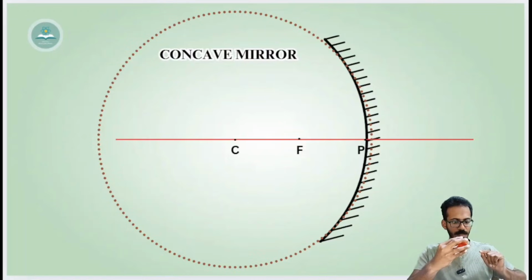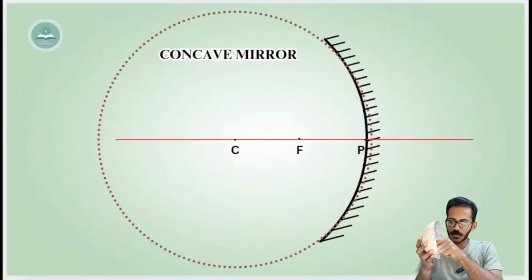The distance between this point and the pole of the mirror is called the focal length. This particular point is called the focus or principal focus, and the length between this principal focus and the pole is called the focal length. I'll just show you the same thing here also. There is a connection between the radius of curvature and the focus. If the radius of curvature is from here to here, the focal length will be exactly at the center of it. Okay, understood?